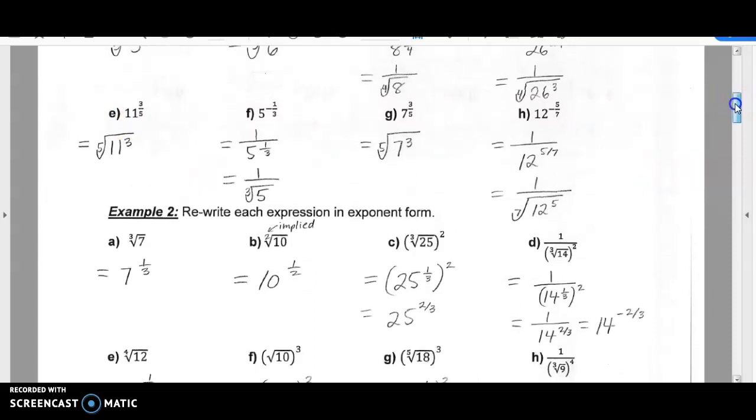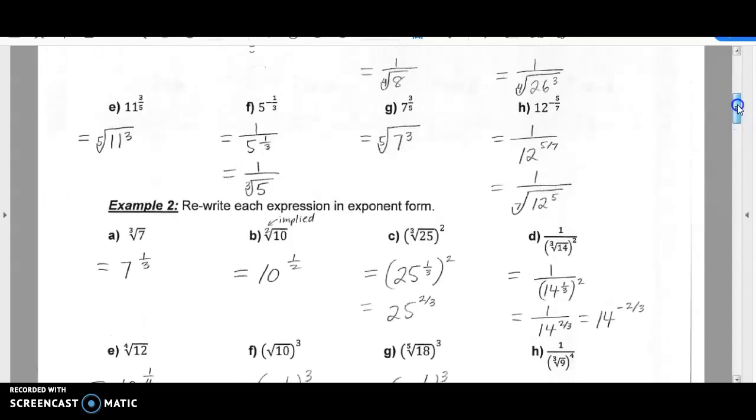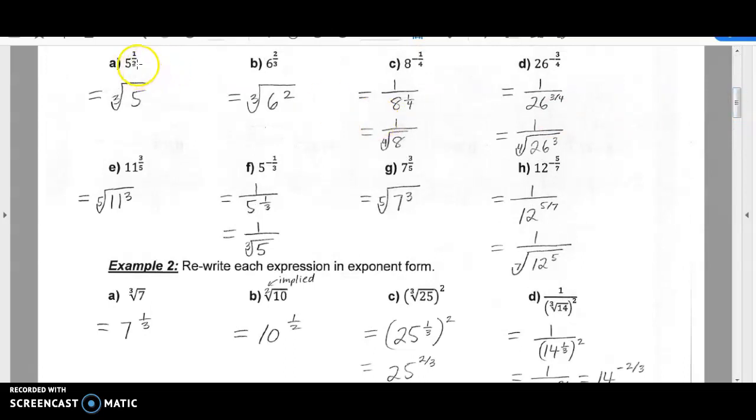Okay. Number 2 is asking us to rewrite each expression in exponent form. So now we're doing the opposite of what we just did. In number 1, we were given the expression in exponent form, and we wrote it in radical form. Now we have it in radical form, and we just want to write it in exponent form. So just do the opposite of what we just did.